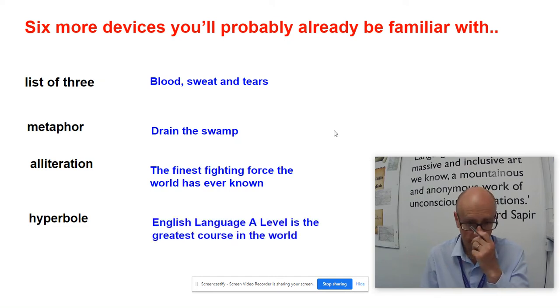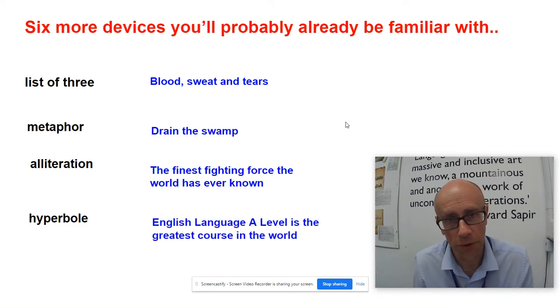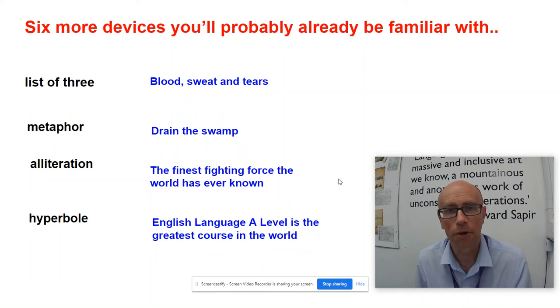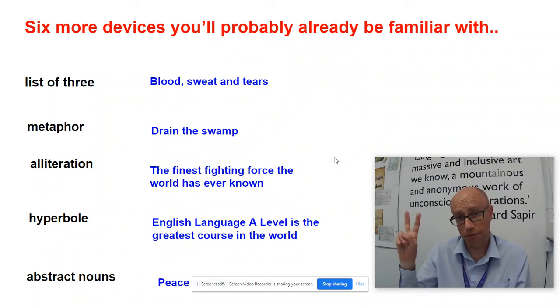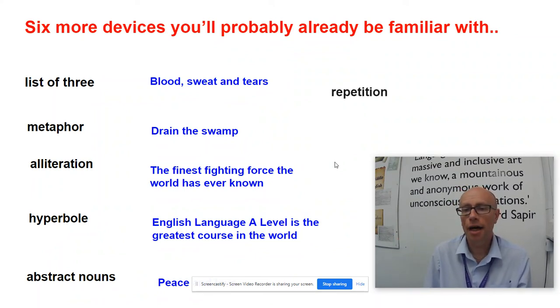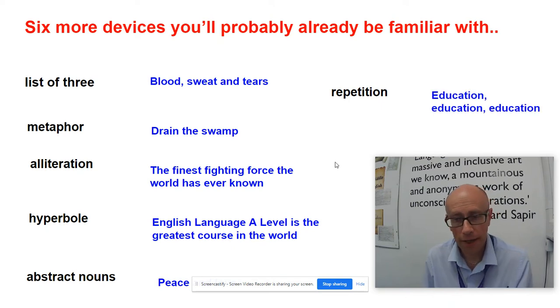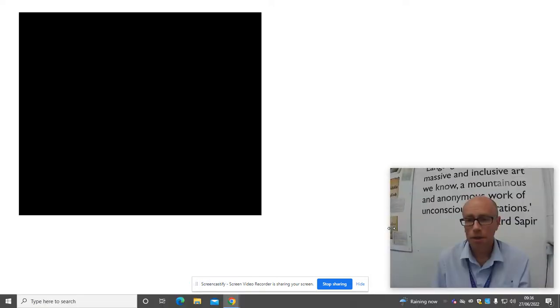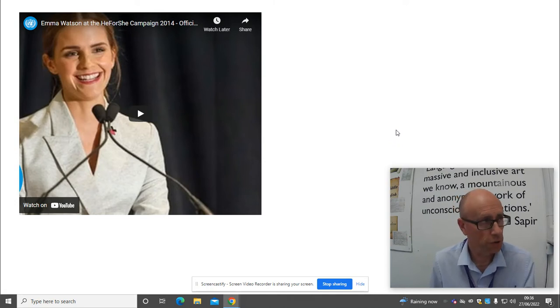We have hyperbole. English language A level is the greatest course in the world, which is of course true, but it's hyperbolic because we've got the use of that superlative pre-modifying adjective, greatest. And we've got abstract nouns like peace and love, abstract nouns. We have repetition, like when Tony Blair stood up in 1997 and talked about education, education, education being the top priority. And then we've got statistic. So things like the college has an unbelievable 100% pass rate. So the statistic there is very persuasive.